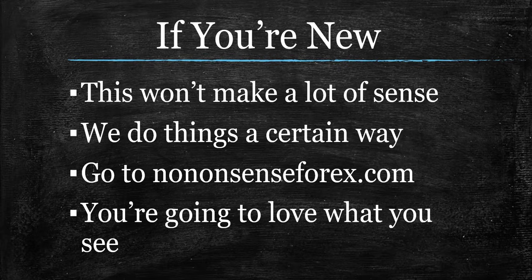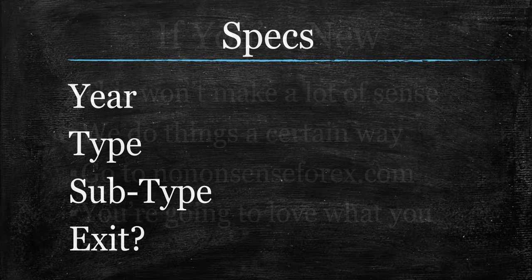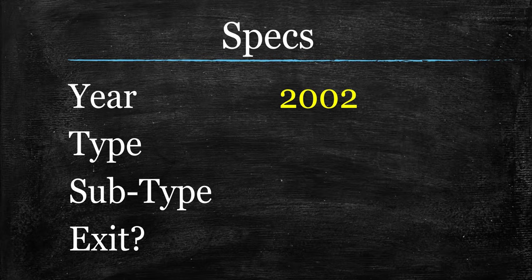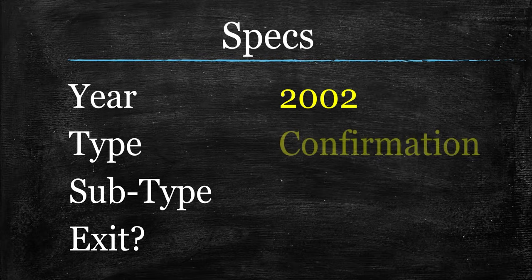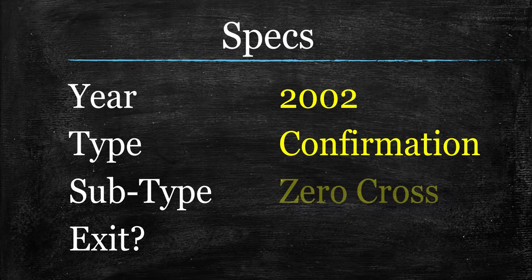But for the rest of you who have already done all that, let's go ahead and take a look at the specs for the Ehlers Fisher Transform. The year is going to be 2002, a bit older, but within the 1996 and on threshold we like to see here at the channel. The type is going to be a confirmation indicator. The subtype is a zero cross, represented more by a histogram.